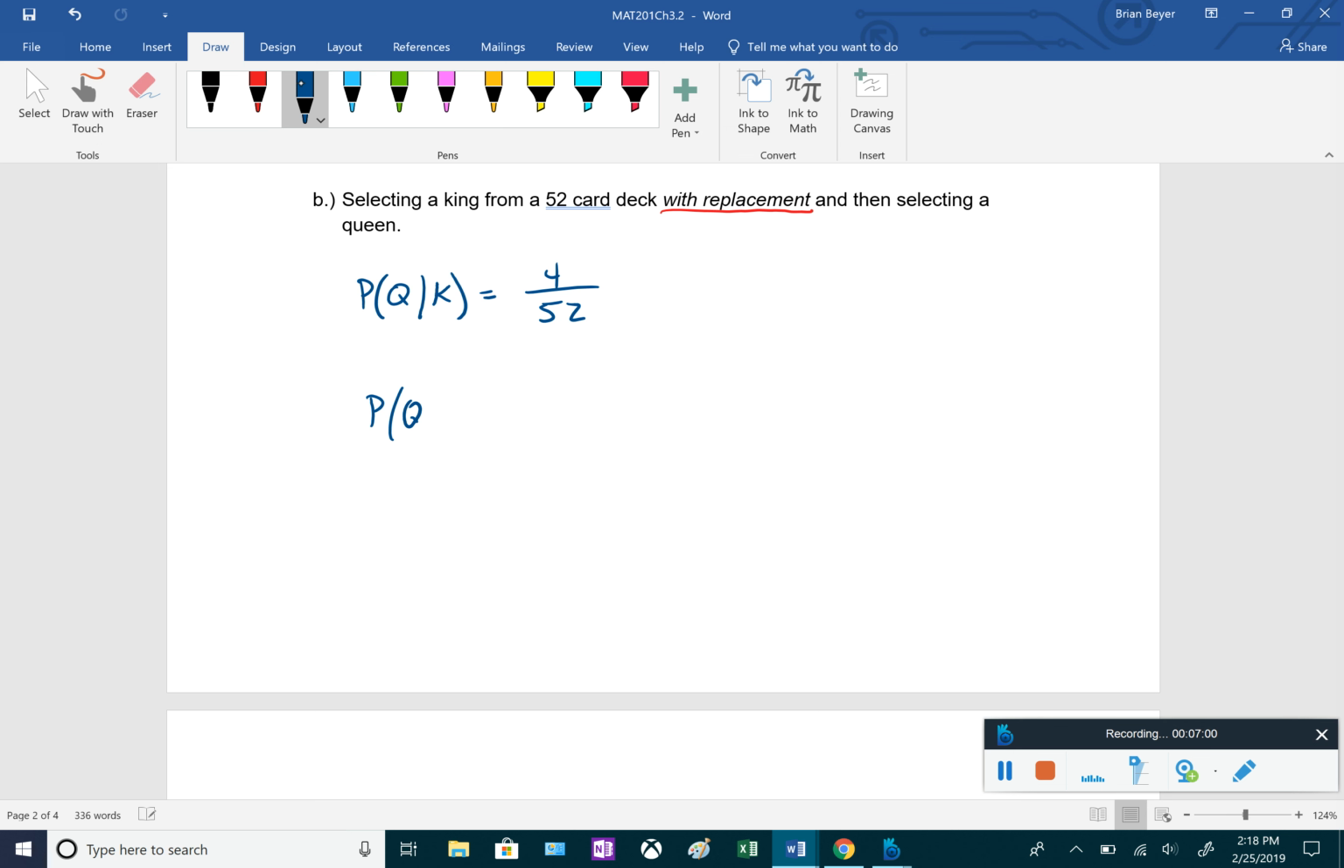Now the probability of just choosing a queen, once again, is still 4 out of 52. 4 queens, 52 cards. So this time the probability of choosing a queen, given we chose a king and replaced it, does equal the probability of just choosing a queen. So choosing the king and replacing it did not affect the probability. So this means that these are independent events.